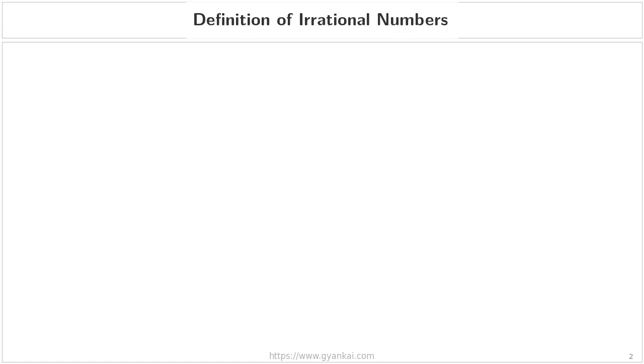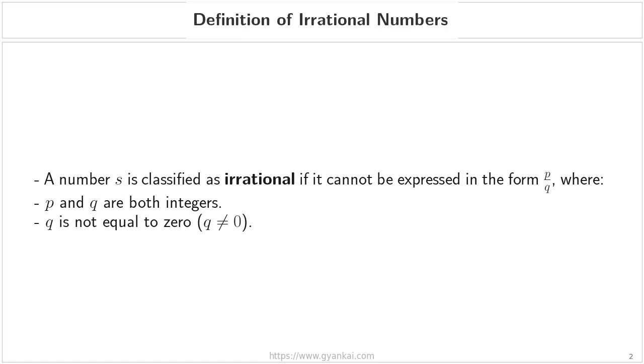Definition of irrational numbers. Now that we've established that irrational numbers are essentially the opposite of the rational numbers you studied last year, let's look at the formal definition. A number, let's call it C, is classified as irrational if it cannot be expressed in the form p over q, where two specific conditions must be met. First, both p and q must be integers, meaning they are whole numbers. And second, q cannot be equal to 0.